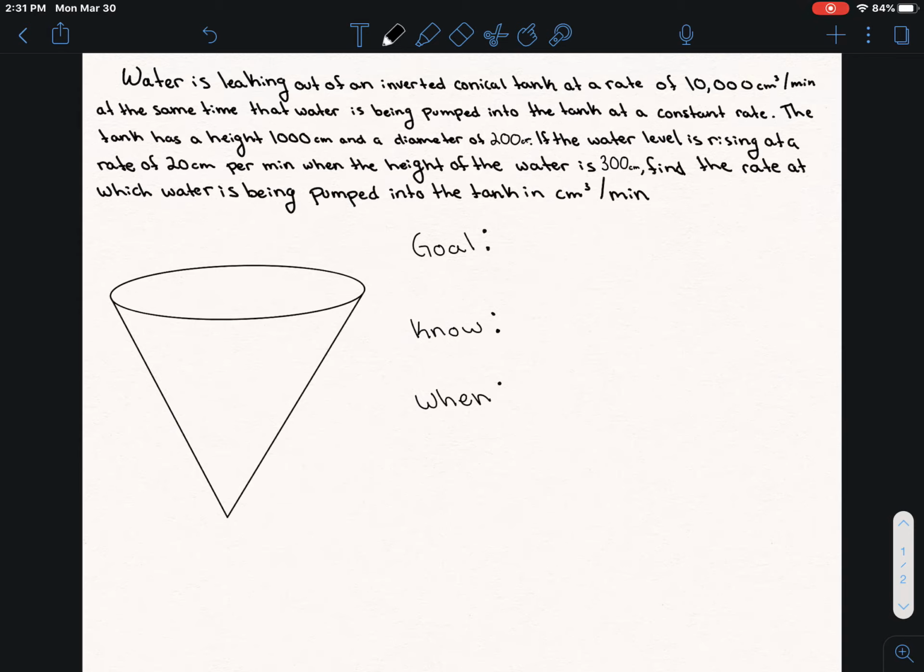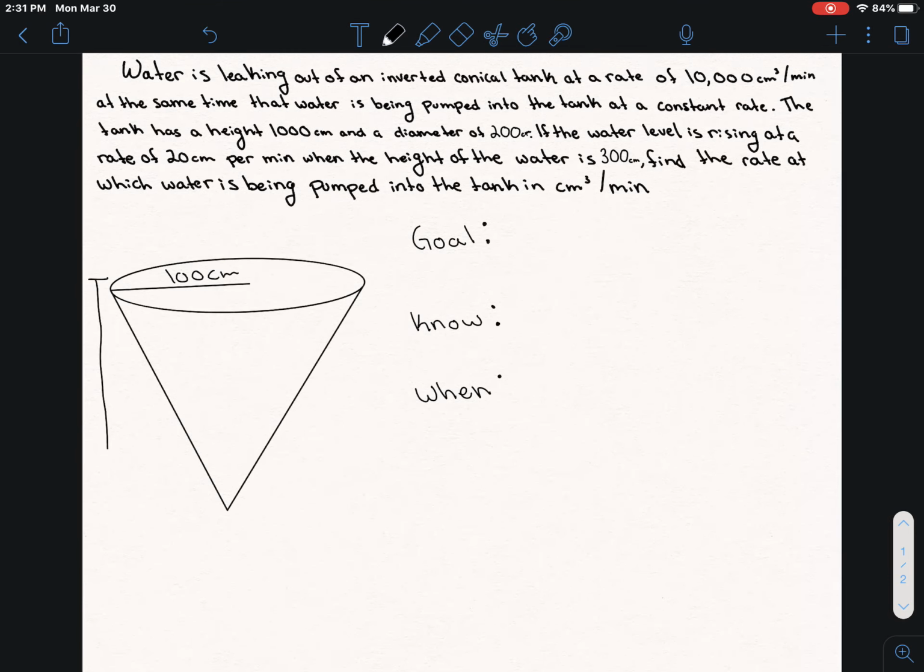Instead of going diameter, I'm going to go radius. There we go. And that's going to be 100 centimeters. And for my height, it's going to be 1,000 centimeters. All right. We find that from here, 1,000 centimeters, diameter of 200, which I just divided in half again.